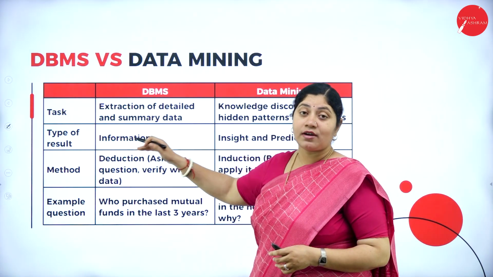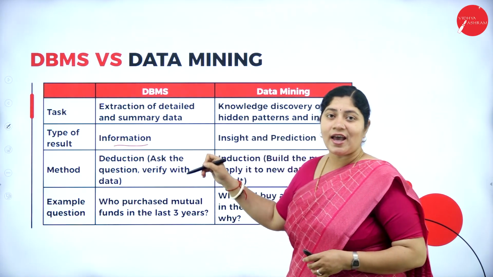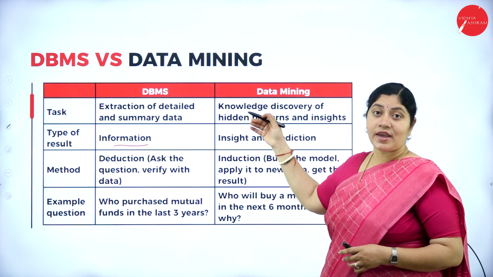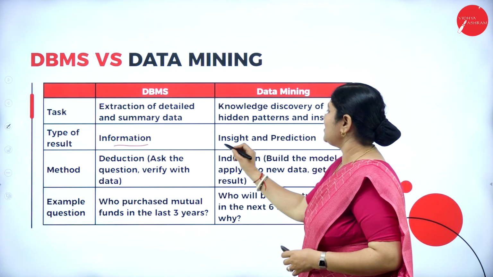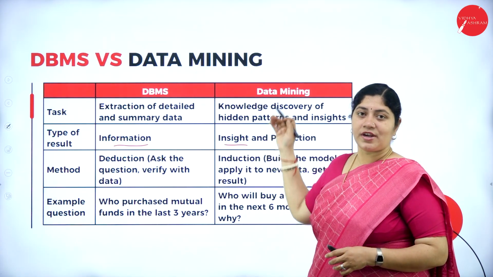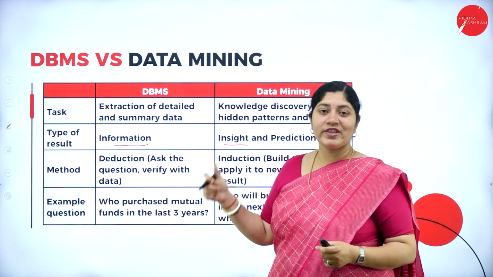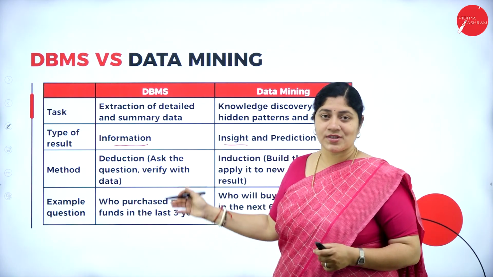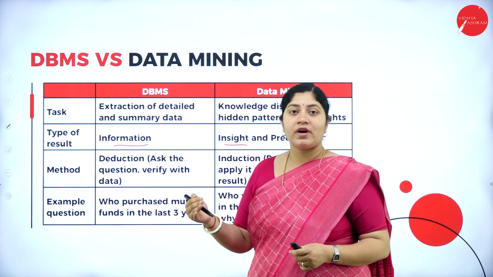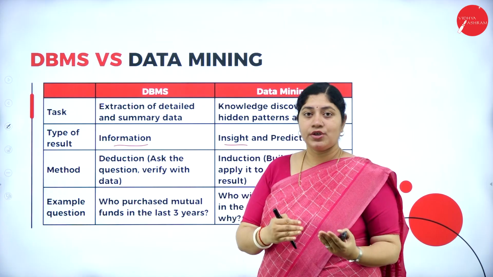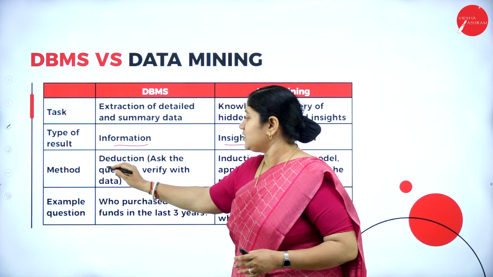The next purpose is the type of result. The type of result that we can expect under DBMS is none other than informative, and the type of result that we can expect under data mining is none other than predictions as well as insights. So these can be defined under data mining. Now let's go a bit deeper and understand what method is utilized under DBMS. The method that we use is none other than deduction. We will verify the information that is secured with a primary one. So that is a method which is deduction.